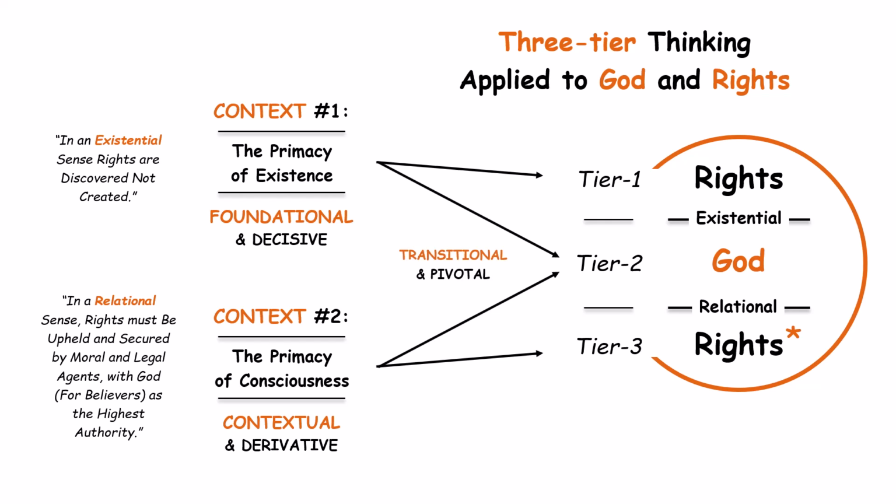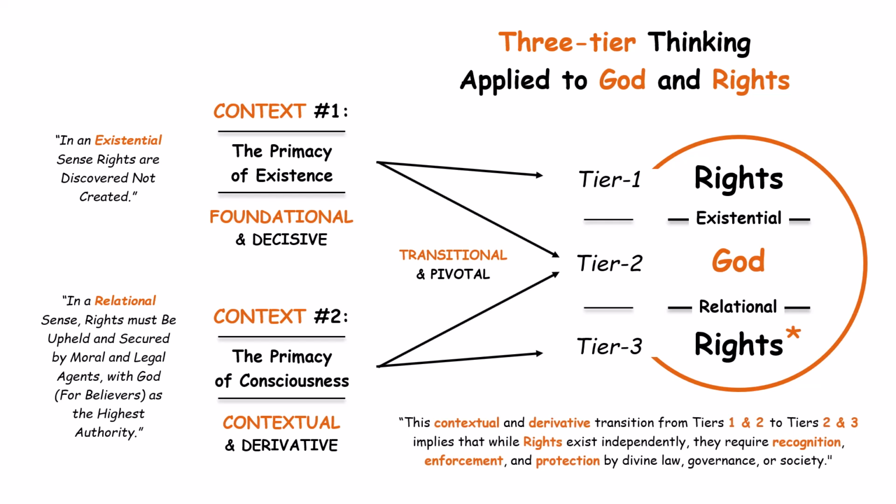Again, notice God's transitional and pivotal role at Tier 2. As this contextual and derivative transition from Tiers 1 and 2 to Tiers 2 and 3 implies that while rights exist independently, they require recognition, enforcement, and protection by divine law, governance, or society. Without moral and legal agents to uphold them, rights remain rights in name only, and not in fact.